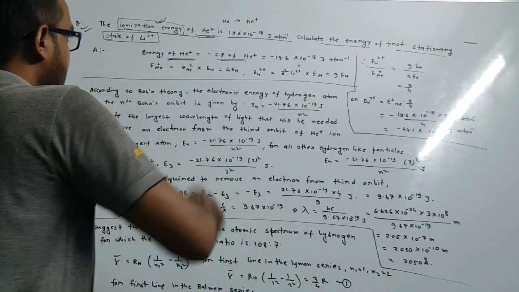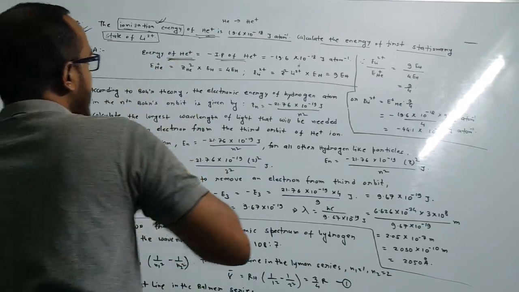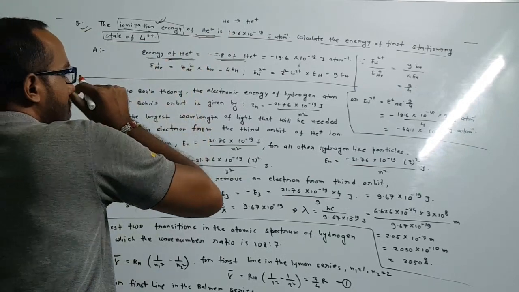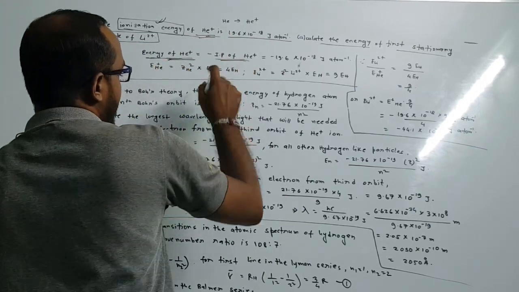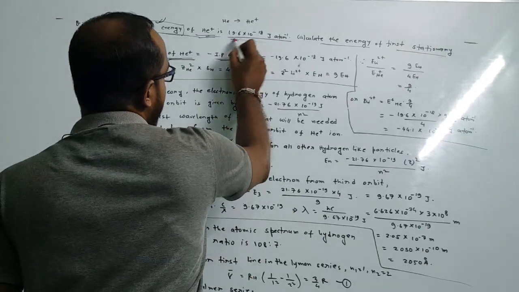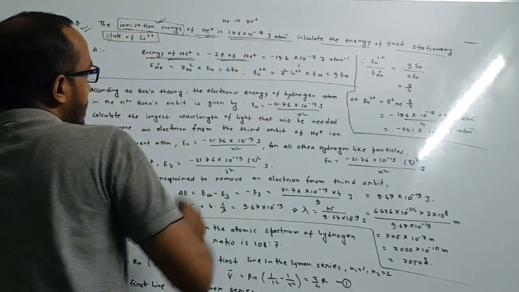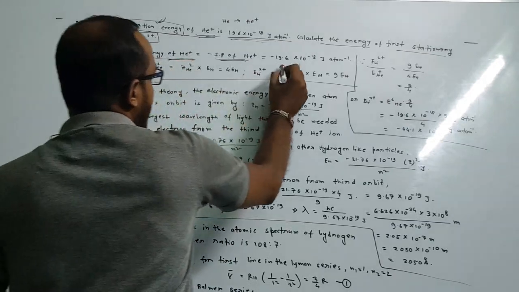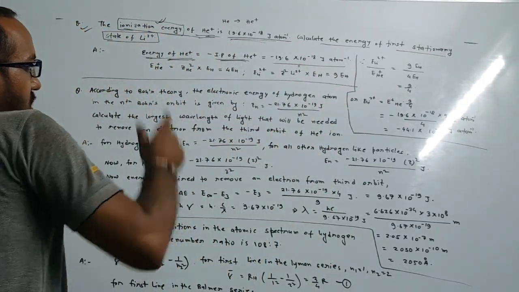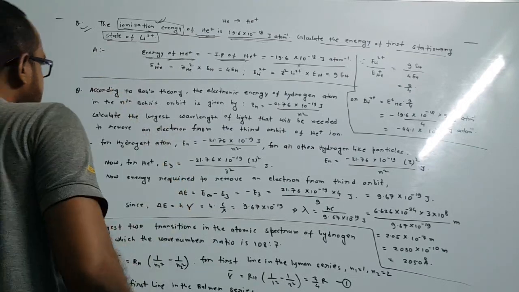same, and energy we know is negative. So the energy to remove 1 electron from helium plus is equivalent to minus of the ionization potential of helium plus, and it is given as 19.6 into 10 to the minus 18 joule per atom. So the energy of helium plus ion we know is minus 19.6 into 10 to the minus 18 joule per atom.